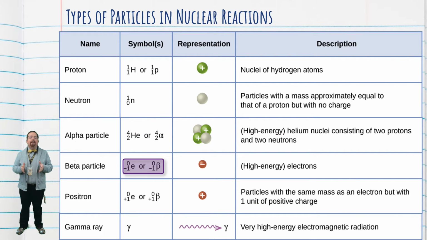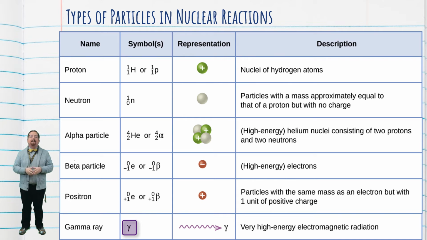A beta particle is simply an electron. More specifically, it's a high energy electron. We denote it with either the Greek letter beta or an E for electron. It has a mass of 0 and a charge of -1. A positron is a positively charged beta particle. Just like an electron, it has a mass of 0, but it has a charge of +1.